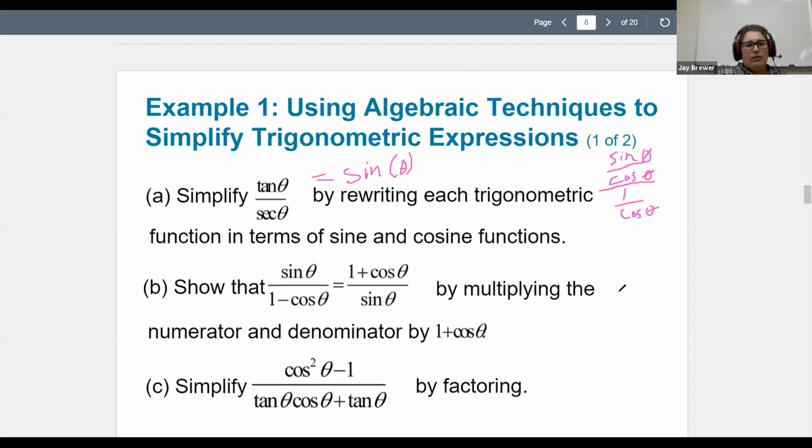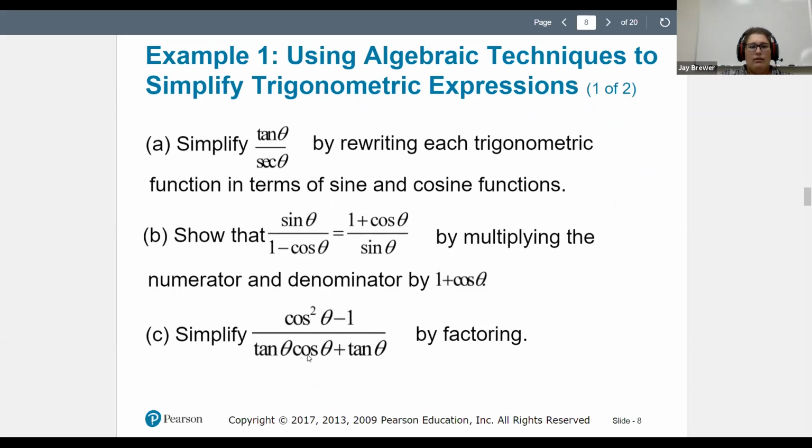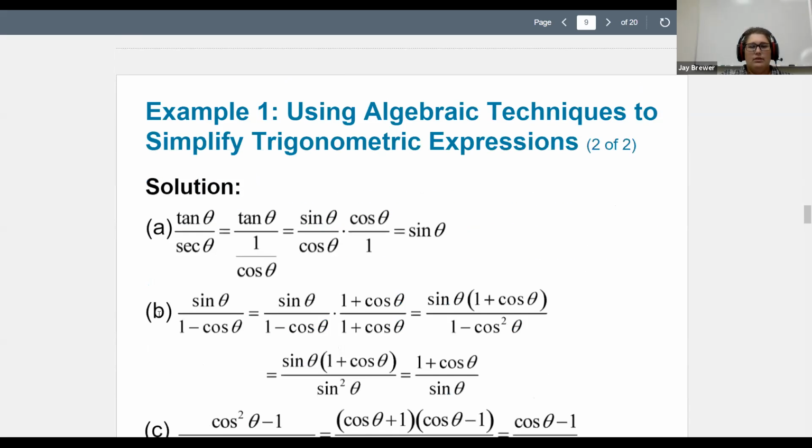All right. If we look at the next one, by showing that sine theta over 1 minus cosine theta equals 1 plus cosine theta over sine theta, by multiplying the numerator and denominator by 1 plus cosine theta. All right, so keep that in mind because that's going to be one of the ones that we're going to see on the next slide. And then simplifying with factoring, okay? You can see right away that if you pull a tangent out here, and then I imagine they'll do some other fancy stuff. So let's take a look.